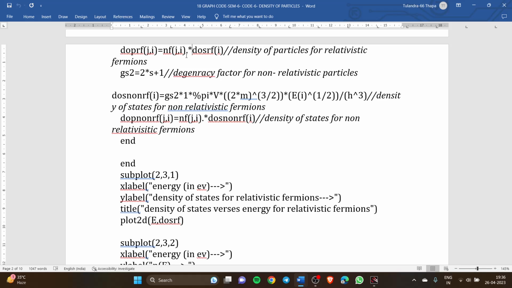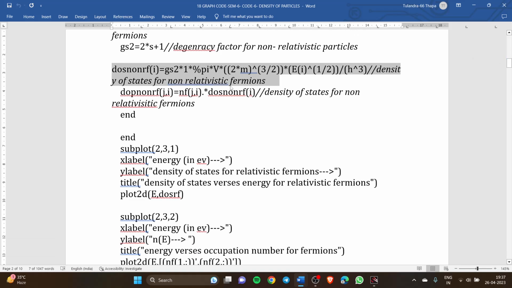If you put simply the star here, it would be matrix multiplication, that is taking a row and a column. The dot star means that one term will be multiplied with another term. So I have used this. GS2 is equal to 2s plus 1, the degeneracy factor for the non-relativistic particles. Again we have the density of states for non-relativistic fermions, and we again calculated the density of particles for non-relativistic fermions, which is simply NJF of J comma I times the density of states for non-relativistic fermions.